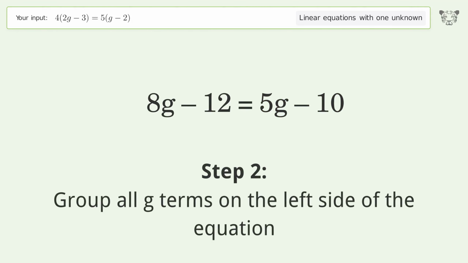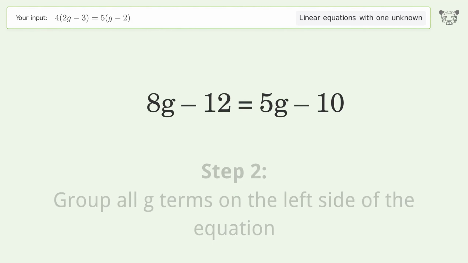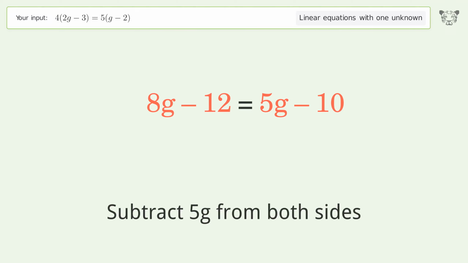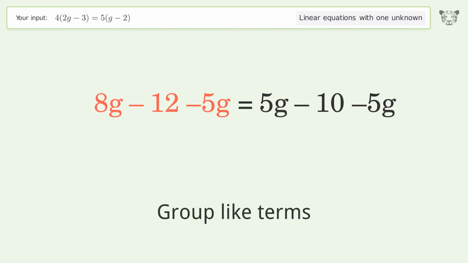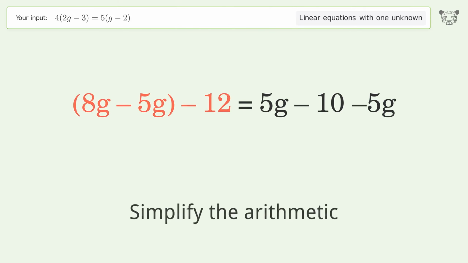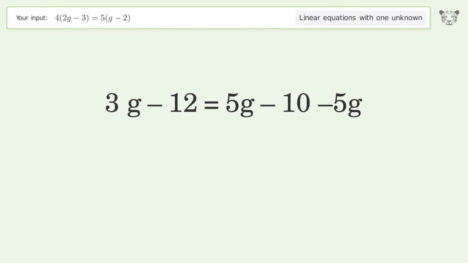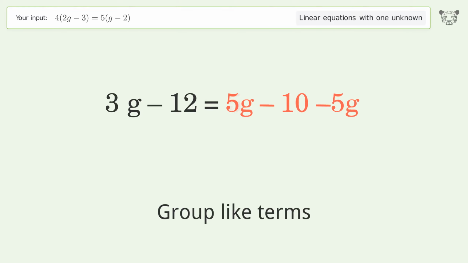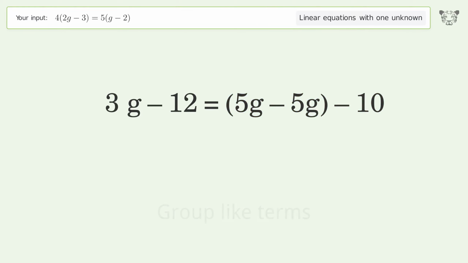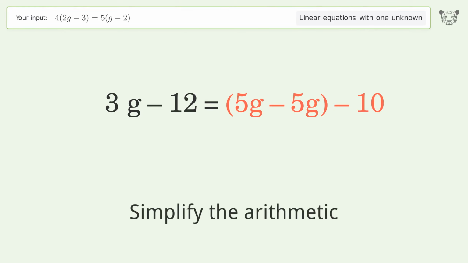Group all g terms on the left side of the equation. Subtract 5g from both sides. Group like terms. Simplify the arithmetic. Group like terms. Simplify the arithmetic.